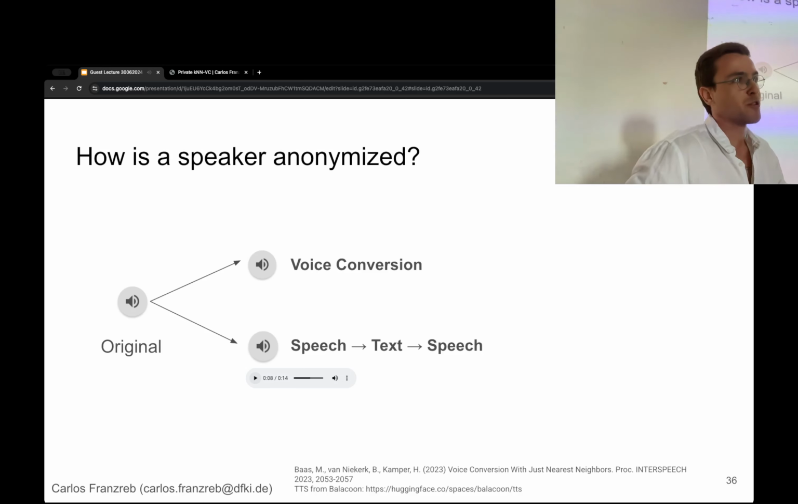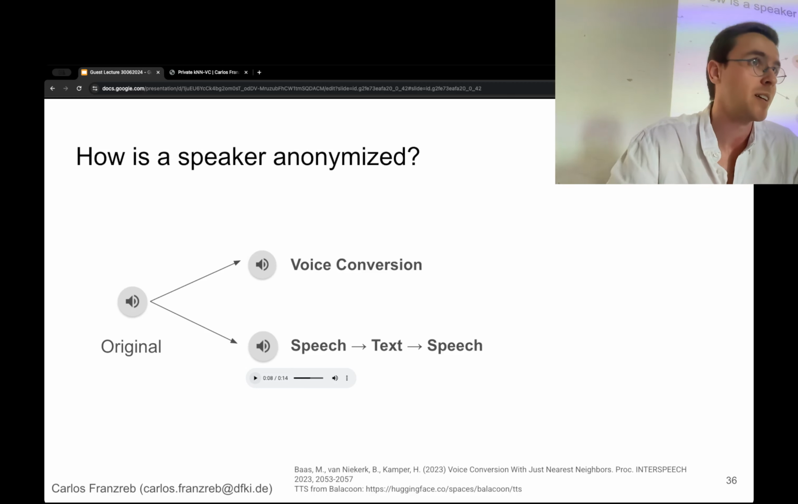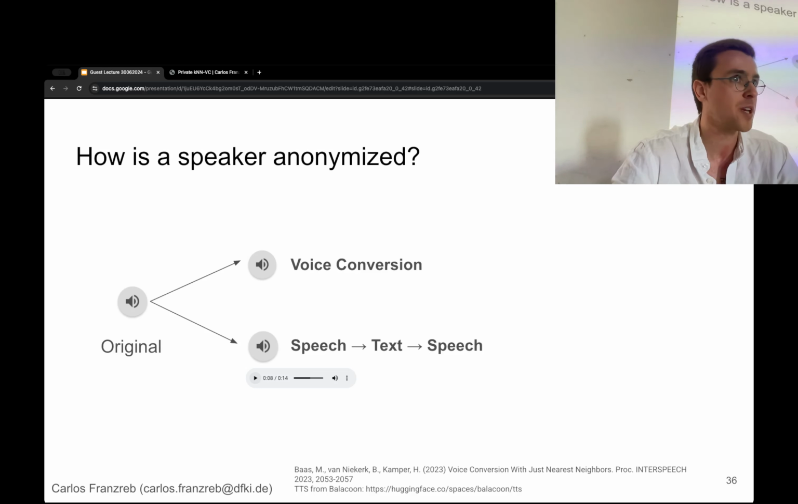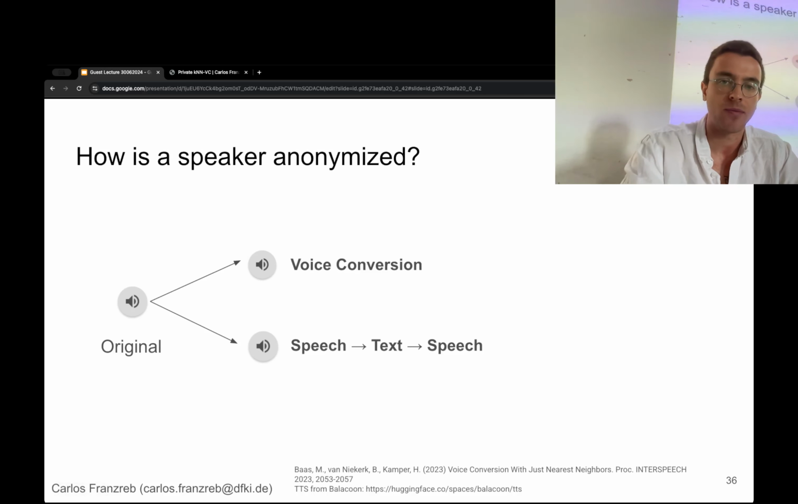Okay, so hopefully you have noticed that the prosody changes when you do STT-TTS. The phone durations, the timbre and so forth in the voice conversion are really similar to the original. Whereas when transcribing the speech, you're losing all of that prosodic information, which leads to a much better anonymization, but also less utility.